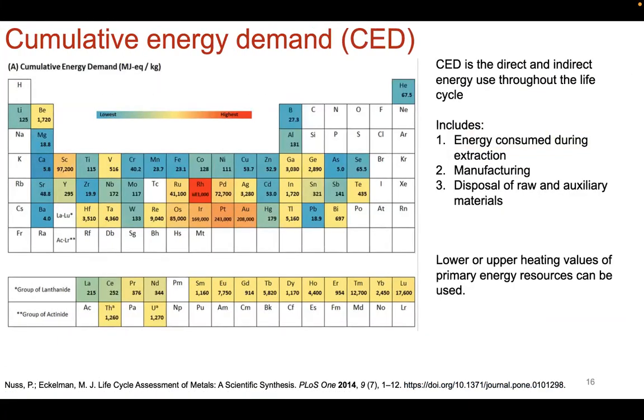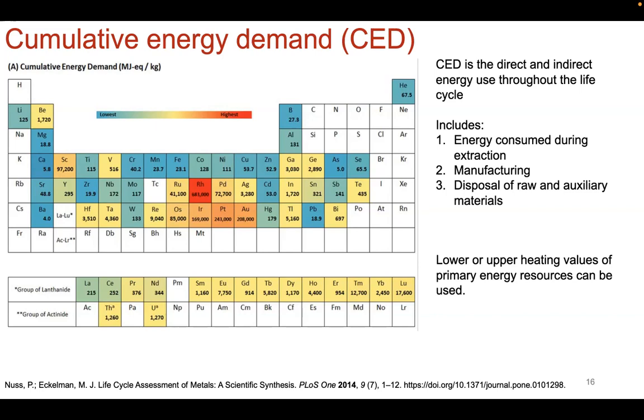For the cumulative energy demand, this is the direct and indirect energy used throughout the life cycle, right? This is the energy content that is consumed during the extraction, the manufacturing, the disposal of raw and any other auxiliary metals and materials that come along with extracting a certain type of metal. Here you see, once again, rhodium requires a lot of energy in terms of megajoules equivalent per kilogram.